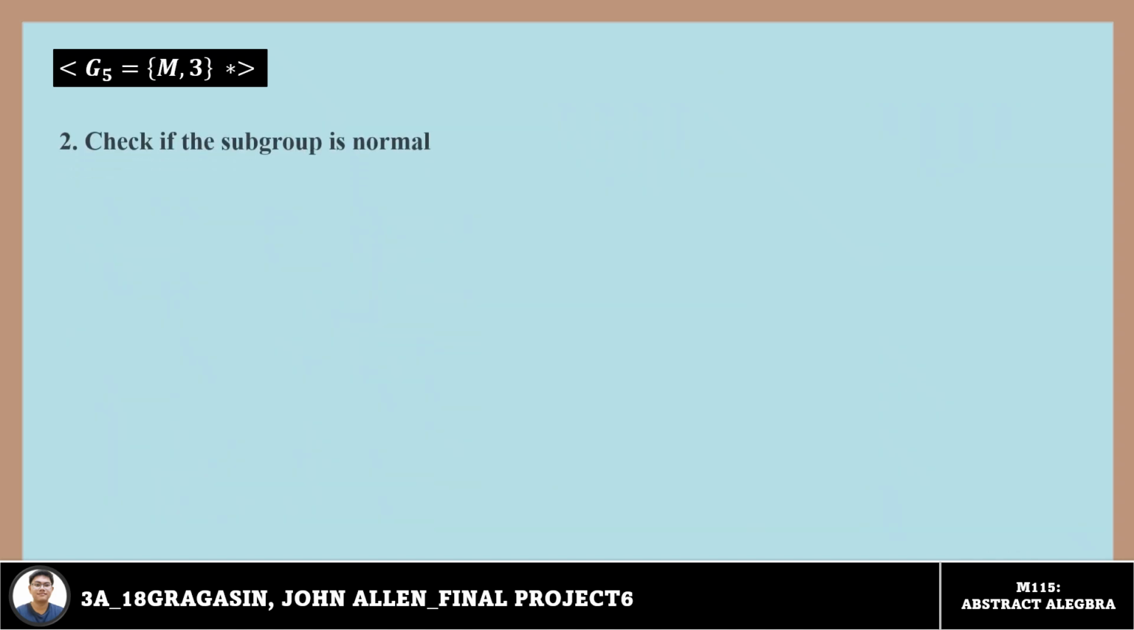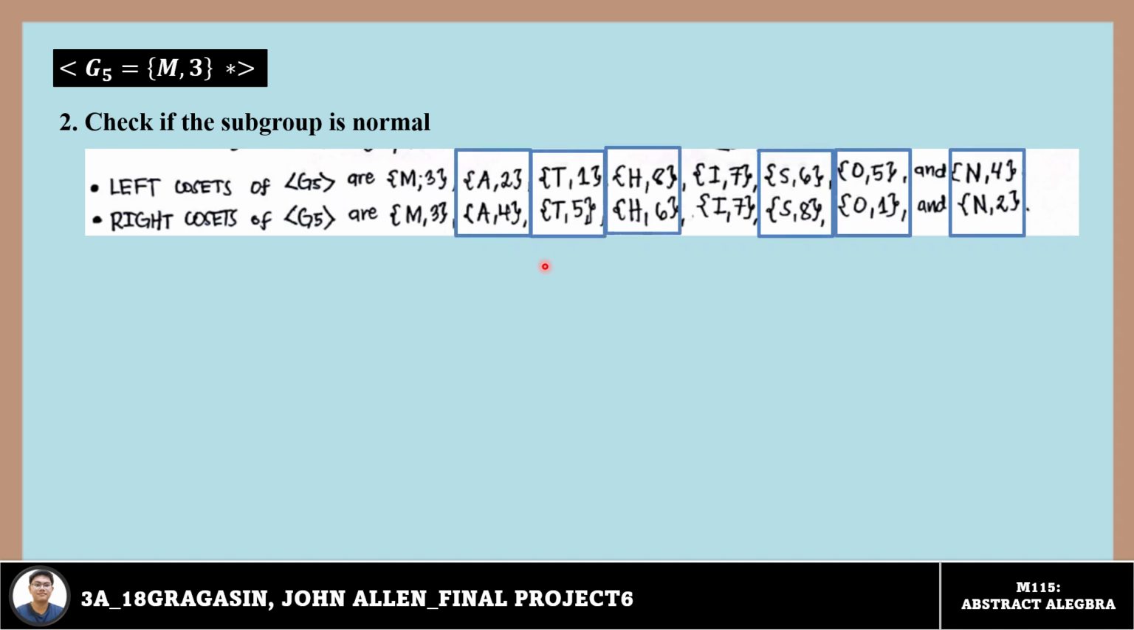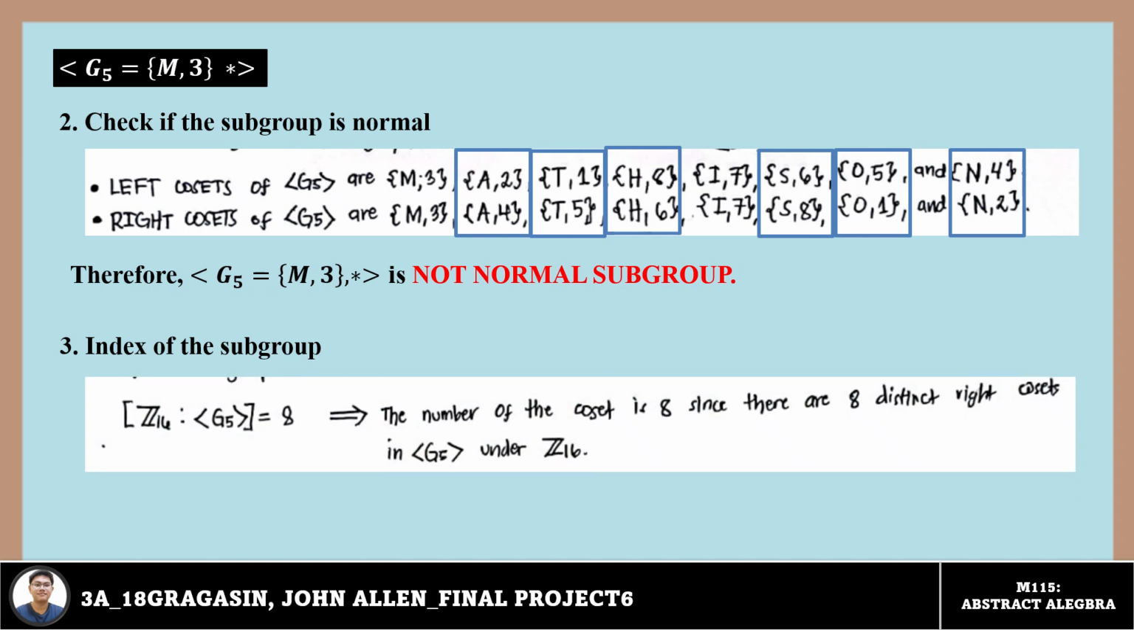And then for our number 2, let's check if the subgroup is normal. So we have here the left and right cosets. And then as you can see here, some of the elements in our left and right cosets are not equal. Therefore, we conclude that the subgroup G sub 5 with elements M and 3 is not a normal subgroup. And then for our index of the subgroup, again, we need to consider the number of right cosets here. So we have here 1, 2, 3, 4, 5, 6, 7, and 8. Since we have 8 right cosets, therefore our index of the subgroup is 8.